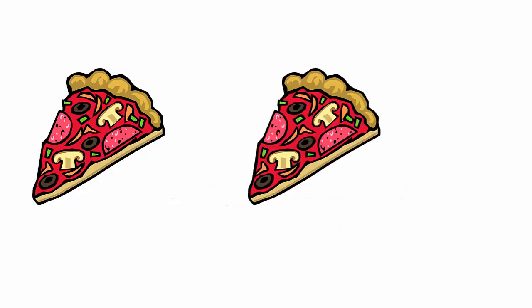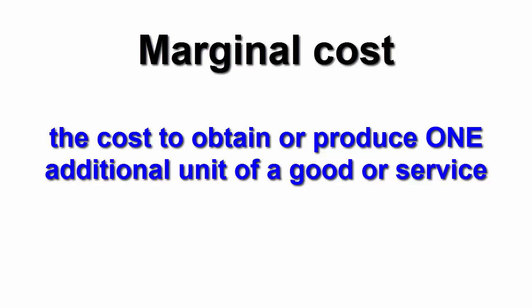Now the person has a choice to make. Should they consume a second slice of pizza? Well, before we can answer that question rationally, remember the standard, we need to take a look at marginal cost. By now, you understand that marginal means additional. Therefore, the marginal cost of a good or service is the cost to obtain or produce one additional unit of an item.